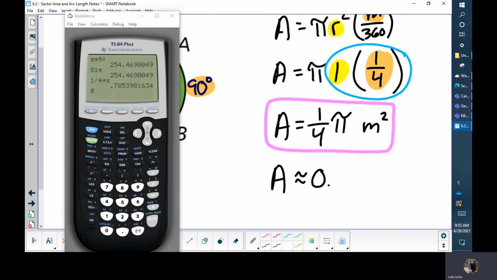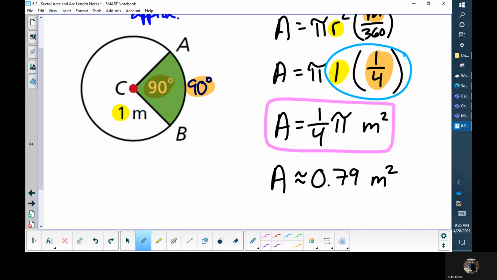What does that round to? 79. You guys all know the rules for rounding, right? If it wants 2 decimal places, I look at the next number over. 5 and above, it goes up. 4 and below, it stays the same. So this would be 0.79, and again, meters squared, square meters, however you want to say it. Boom, approximate answer. Okay, on the online program, I'm pretty sure they only want approximate answers.